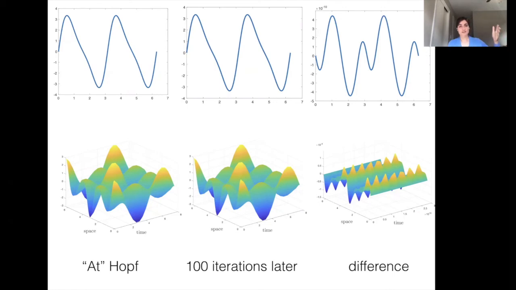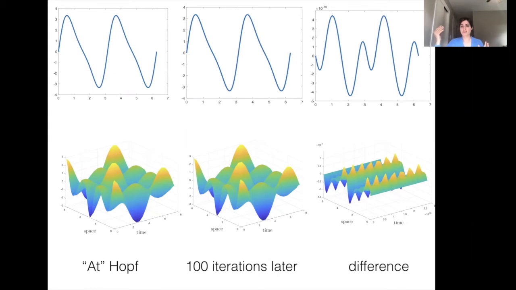I couldn't make more runs before this talk. So in the first column, you can see the stationary solution and the time and space periodic solution, the perturbation at, so to say, the Hopf bifurcation. In a sense, it is a numerical approximation of where the Hopf bifurcation is. And then we can continue away from it. 100 iterations later, it looks exactly the same.